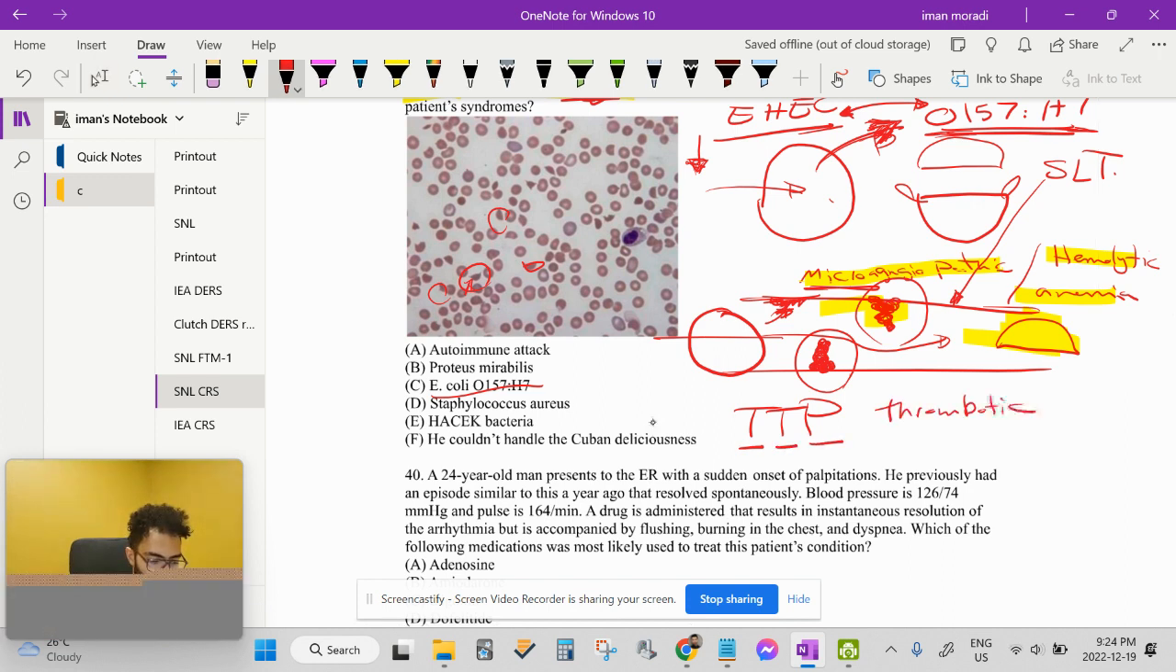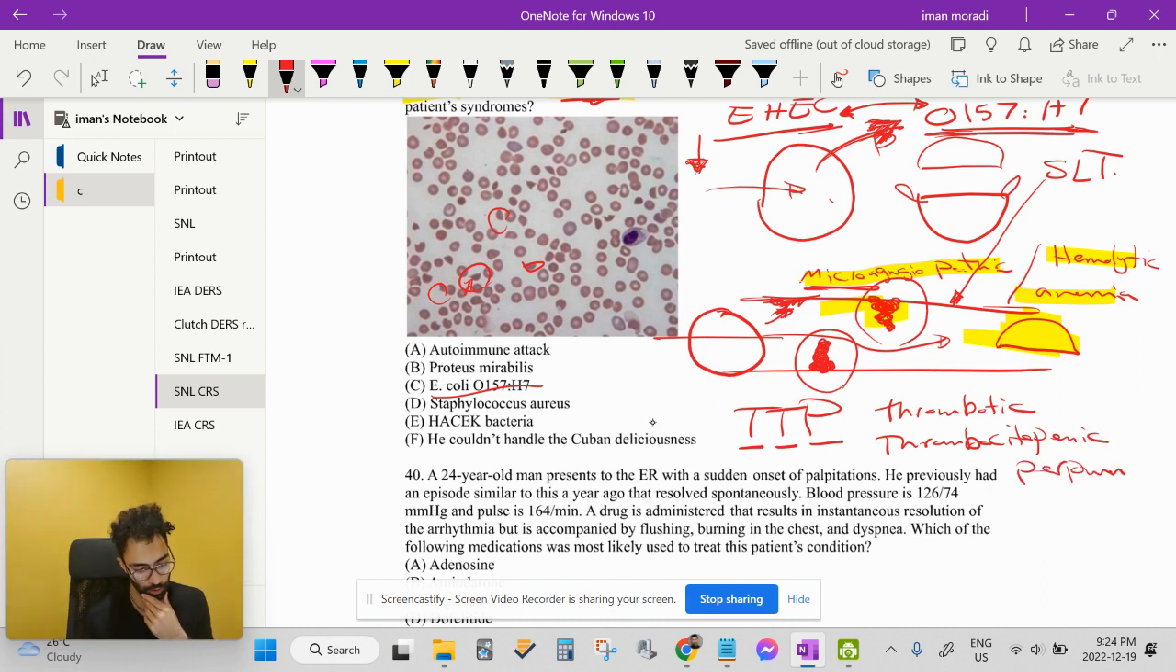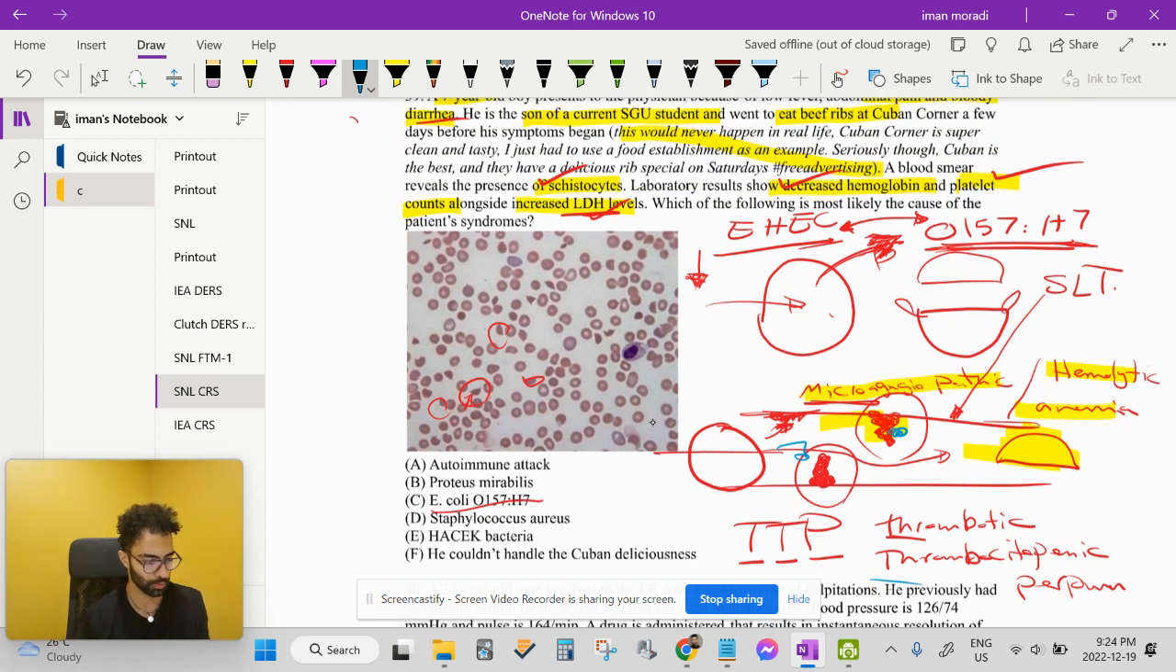Thrombotic thrombocytopenic purpura, right? Let's analyze this name. Thrombotic is referring to the fact that we are forming thrombi like this. Thrombocytopenic is referring to the fact that you're using all the platelets here, so you get decreased platelet counts, right?